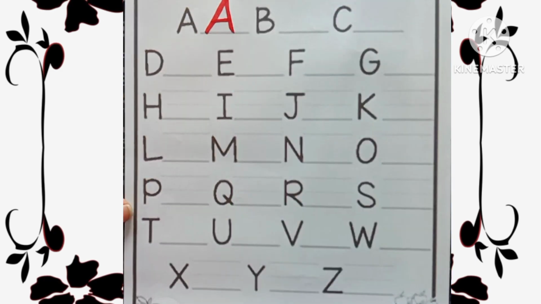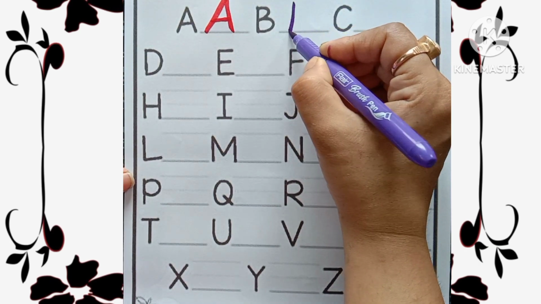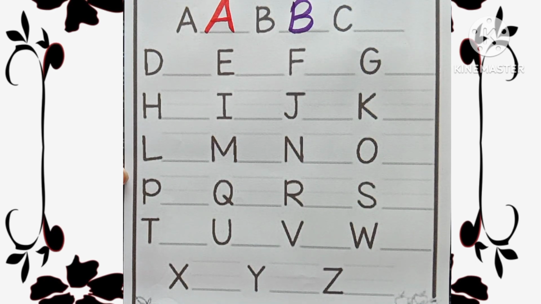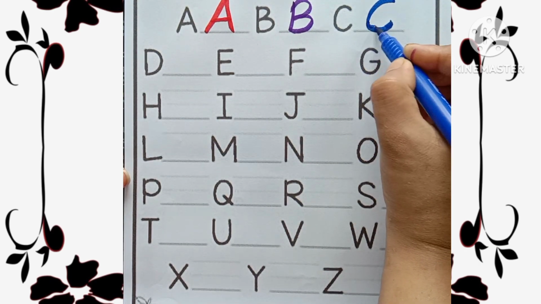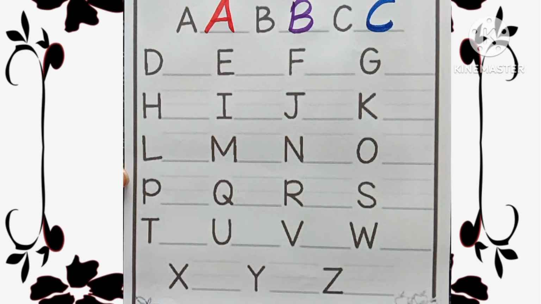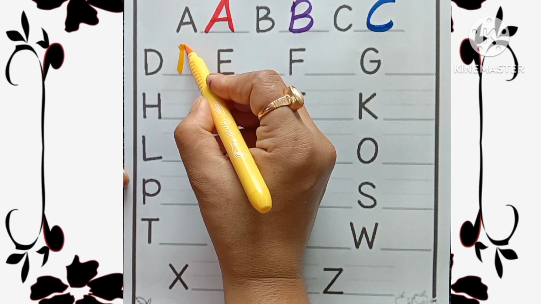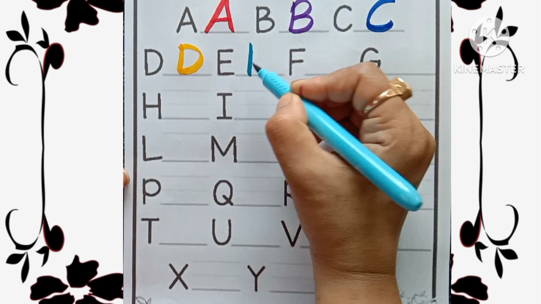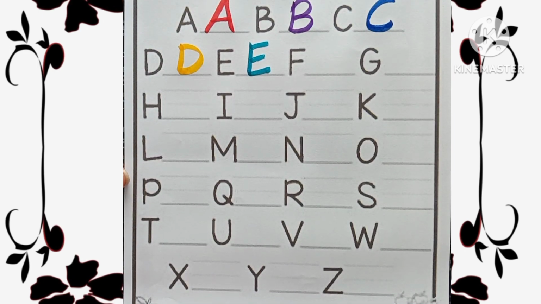A for ant. B for banana. C for cat. D for donut. E for eggplant.